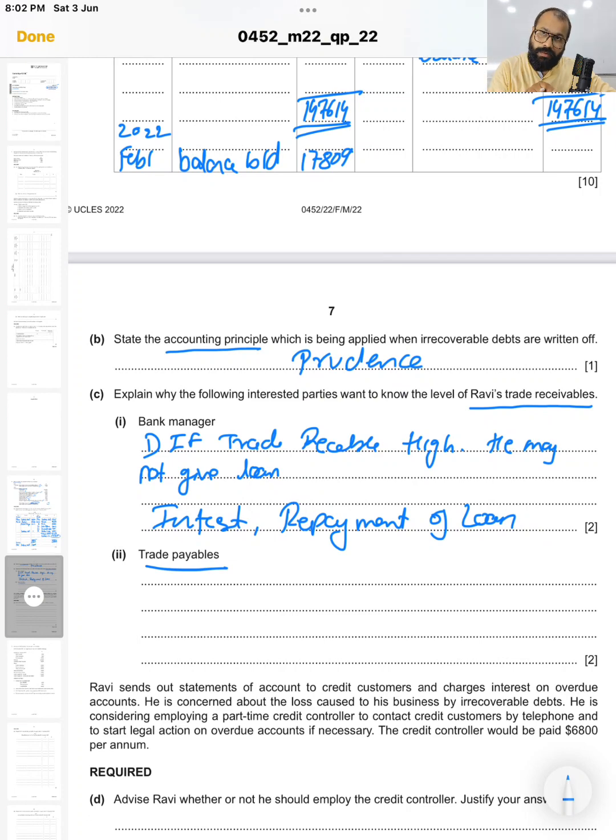those who are supplying goods to Ravi on credit, are known as trade payables. Why are they interested in Ravi's trade receivable ledger? Of course the only reason is they want to know that if trade receivables are too low, then Ravi would not be able to repay the trade payables. So if trade receivable is low, then the payment will be affected. So trade payables may not receive money.